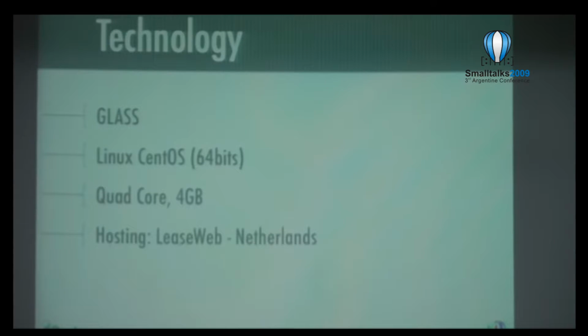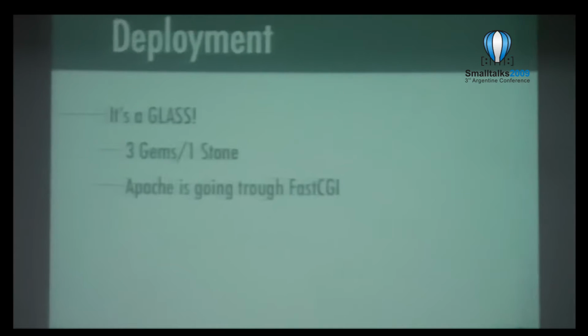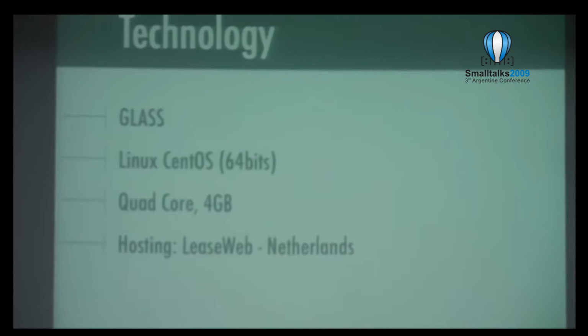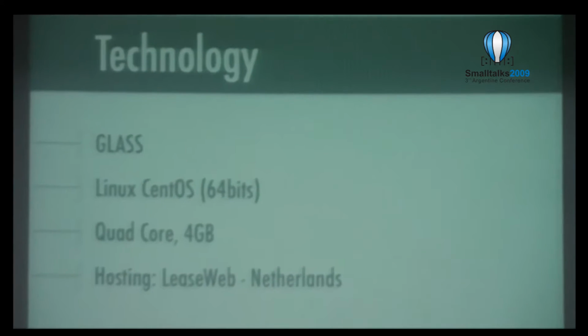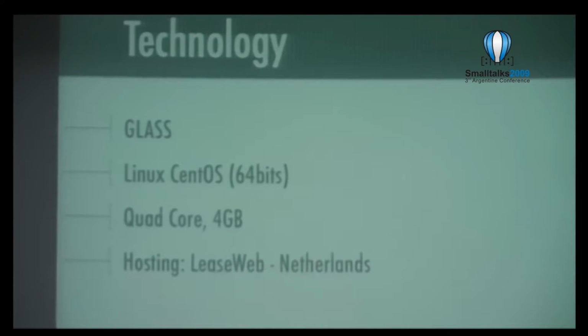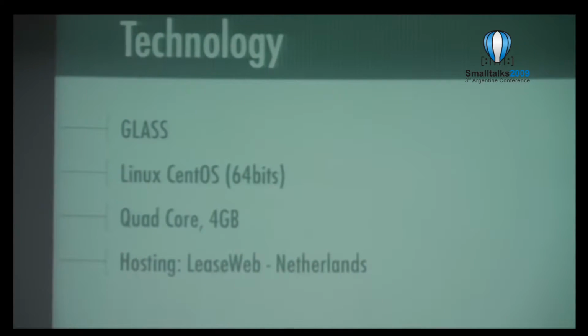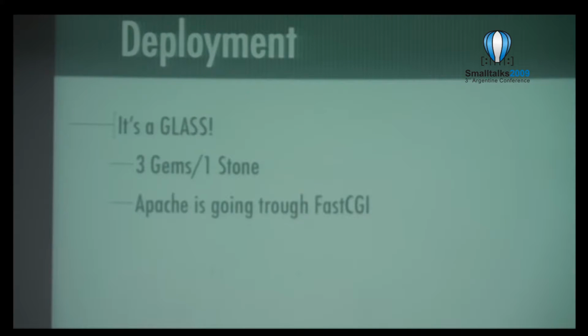A quad core and 4 gigabytes. And it's hosted. It's not a very great infrastructure. I don't know the word in French. English, yeah, that's okay. But the system is running on very simple hardware. Just one machine. And what's the deployment architecture? Well, come on, it's GLASS.